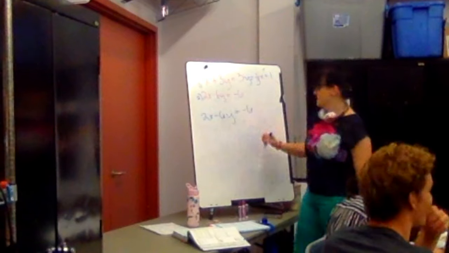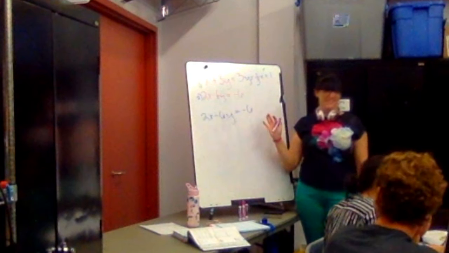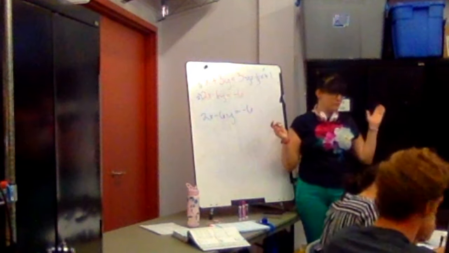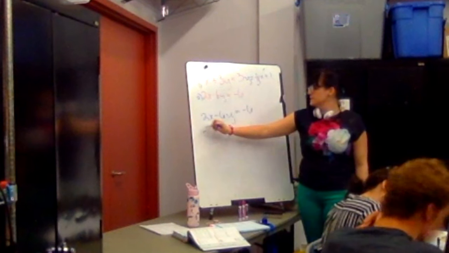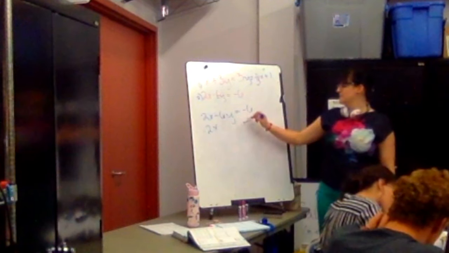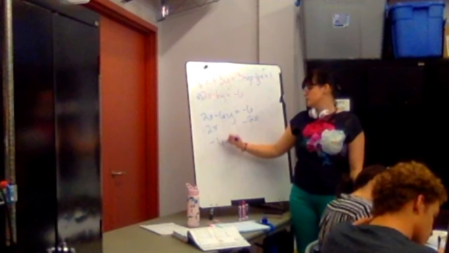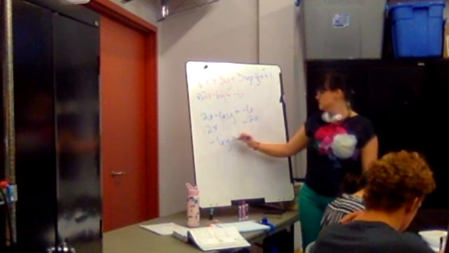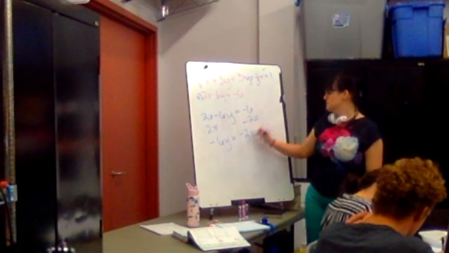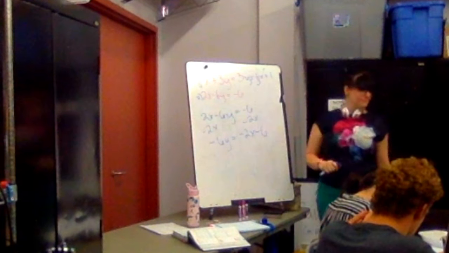Okay. That's okay. So here's my second equation. I'm just going to do the same thing. Solve for y. So move my x to the other side, and I get negative 6y equals negative 2x minus 6.